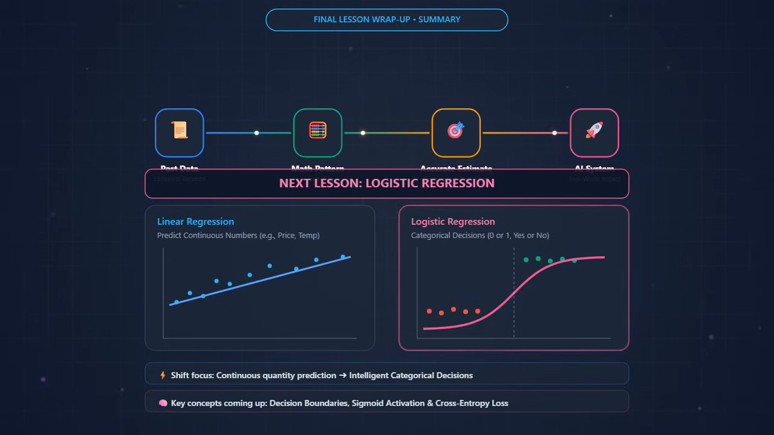In the next lesson, we'll explore logistic regression, where the goal changes from predicting numbers to making intelligent decisions between categories.